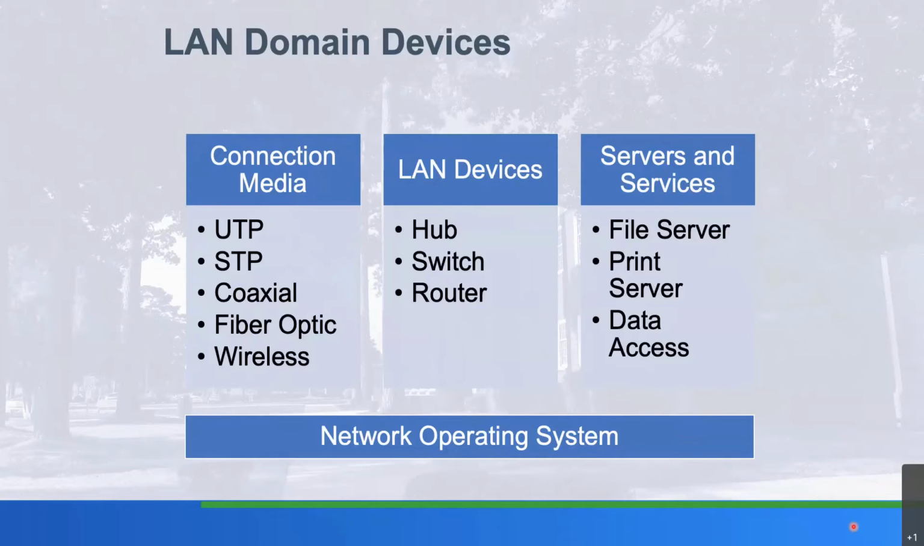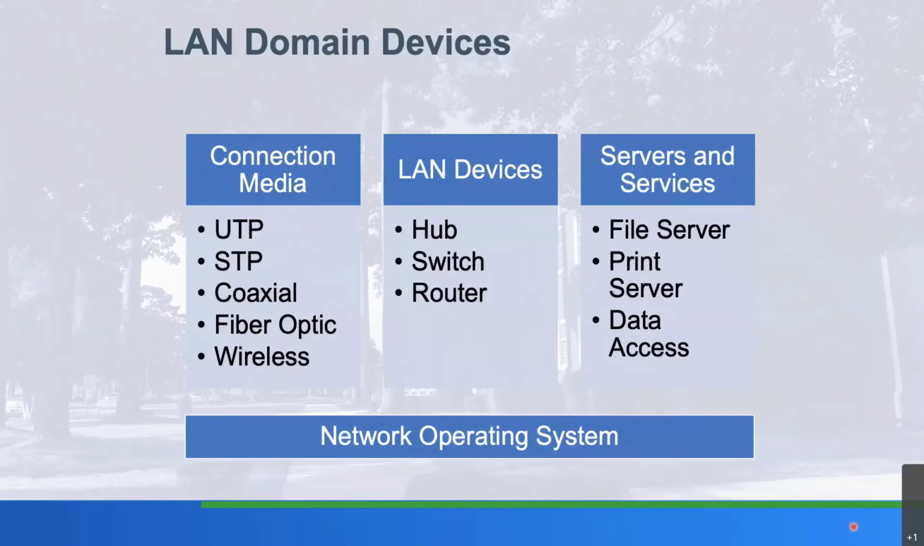Unshielded twisted pair, shielded twisted pair. We need to be familiar with the conduit that we can use. We can use raceways. We can use closed conduit to cut down on interference. So that would be the types of controls we could use with the connection media: conduits, and encryption on our wireless.